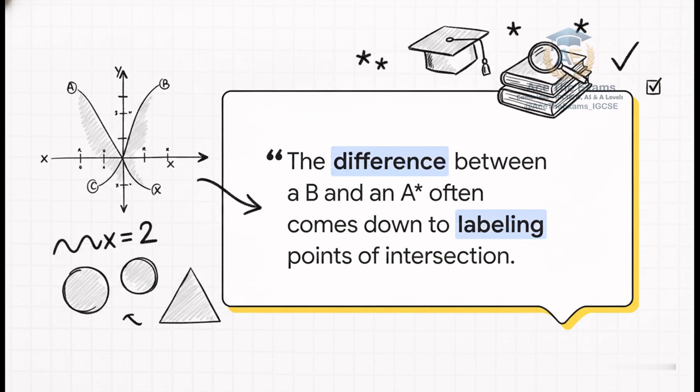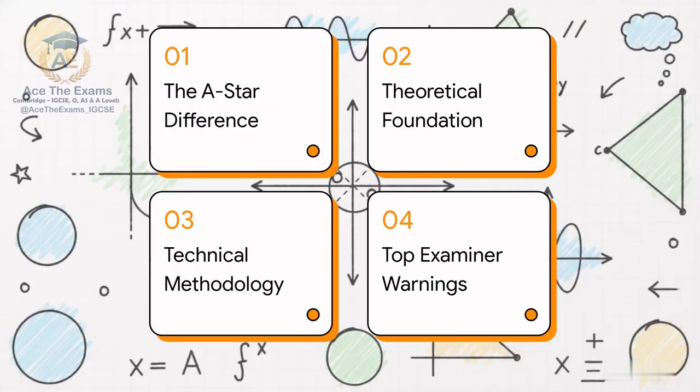They want visual proof. They want to see that you understand exactly how those algebraic equations translate into actual geometric space. Leaving your axis intersections unlabeled? It's like writing a brilliant, persuasive essay but forgetting to use any punctuation. It leaves the examiner guessing, and let me tell you, examiners simply do not award A stars for guessing. So here is our roadmap for today. We'll start with the A-star difference, then move into the theoretical foundation, break down the technical methodology, and finally look at top examiner warnings. Let's dive right in.